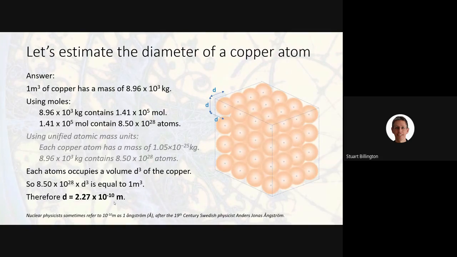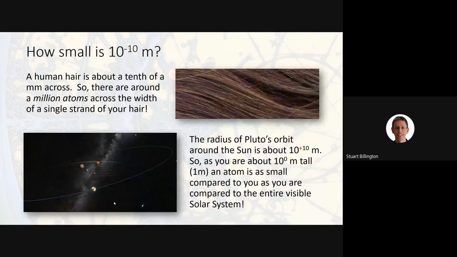Okay, so that is the diameter of an atom, 10 to the minus 10 of a meter, but what does that even mean? How can you even put that into a context? So here's some ways of thinking about 10 to the minus 10. A human hair is about 1/10 of a millimeter, that's 10 to the minus 4, which means that you can fit 1 million atoms across the width of a single strand of hair.